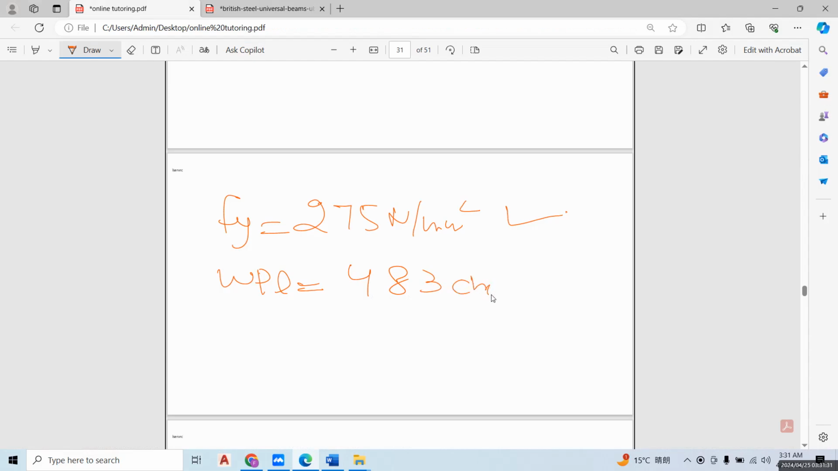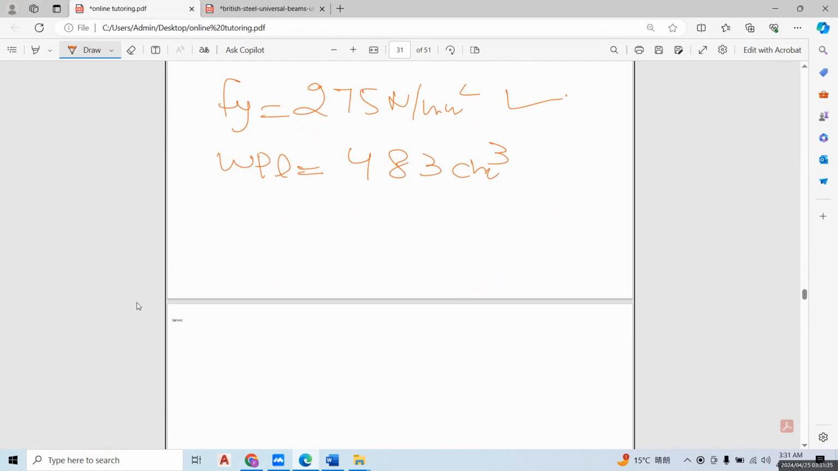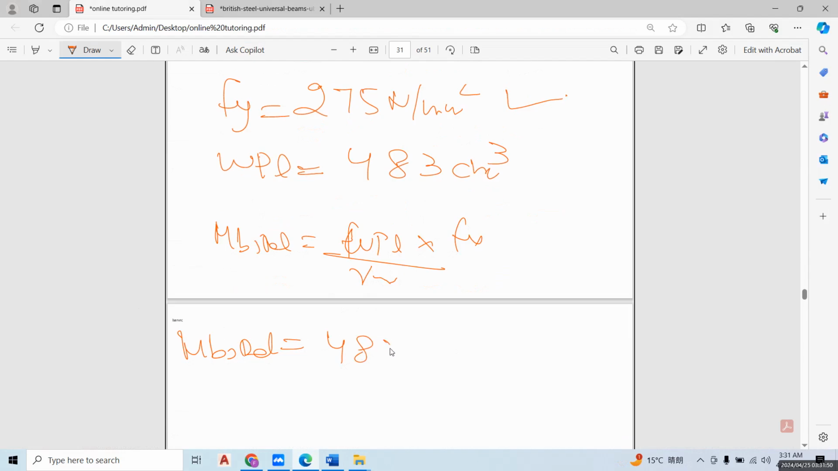483 centimeter cube. Okay, so you need to put these values in the table. What was the formula? F W P L Y F Y hour. Okay, so 483 multiplied by 10 cube, multiplied by 275 and divided by 10 power 6.